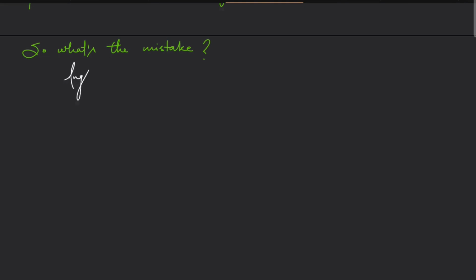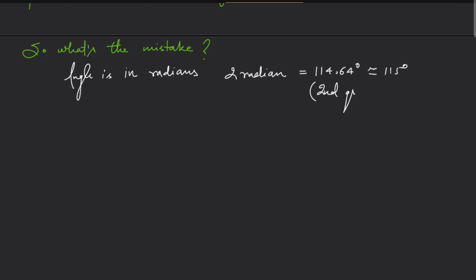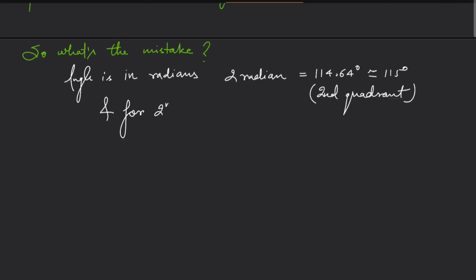In the question, the angle is given in radians. The angle is given in radians. Okay, so 2 radians is approximately 115 degrees, and 115 degrees is in the second quadrant. It is in the second quadrant, and for the second quadrant, cos theta is negative.